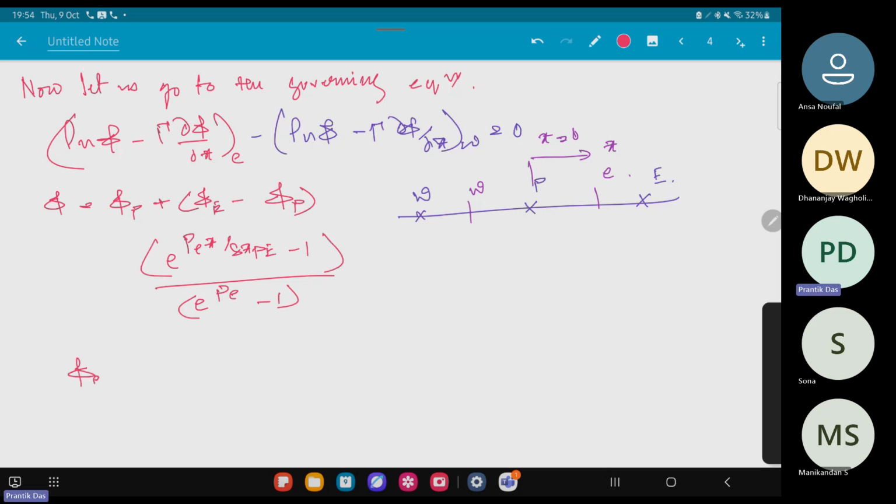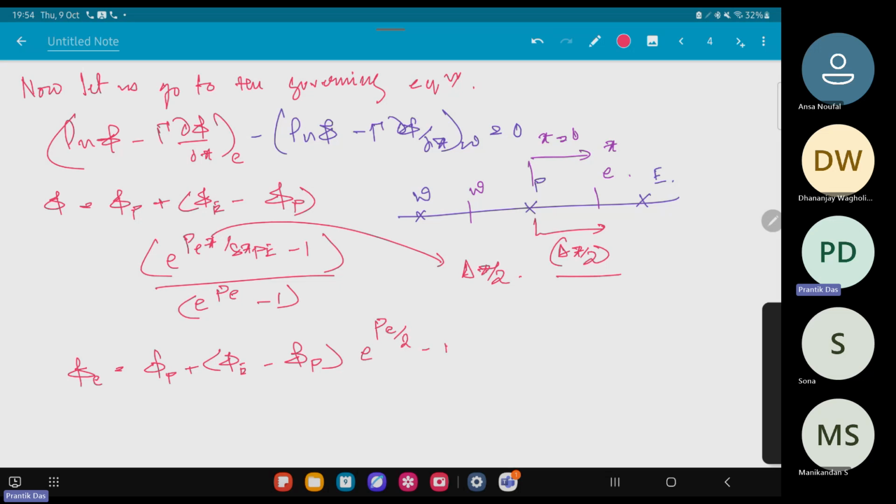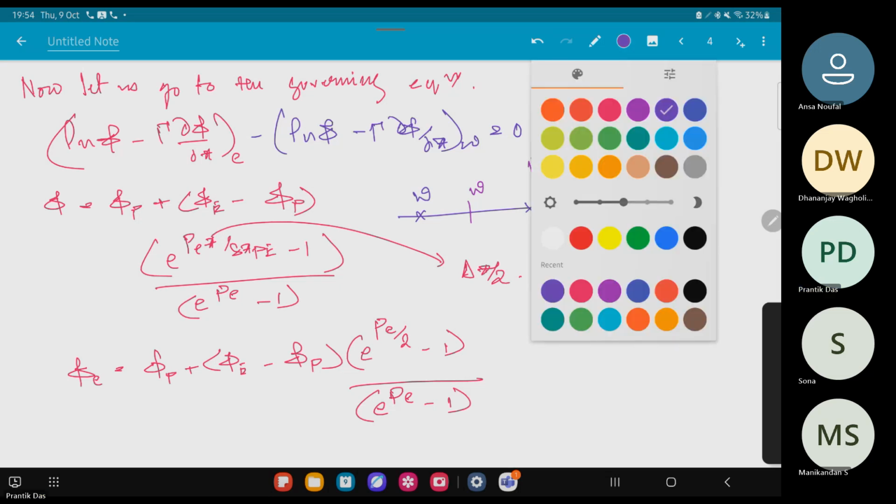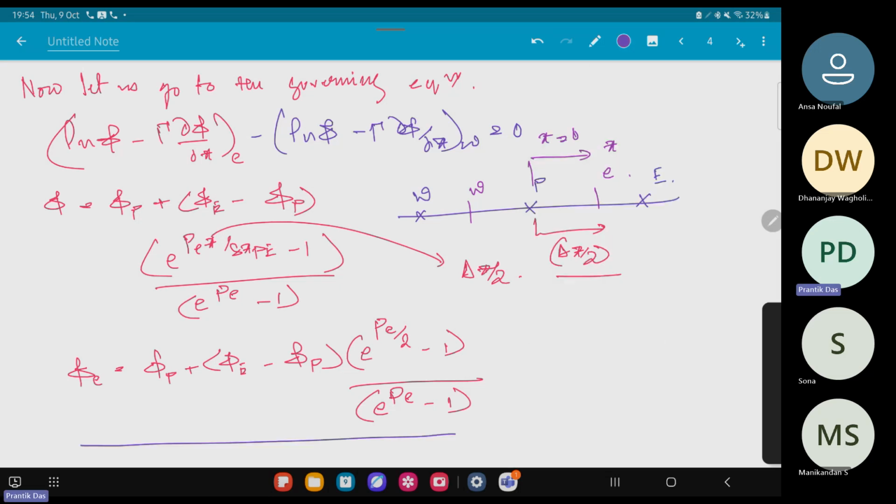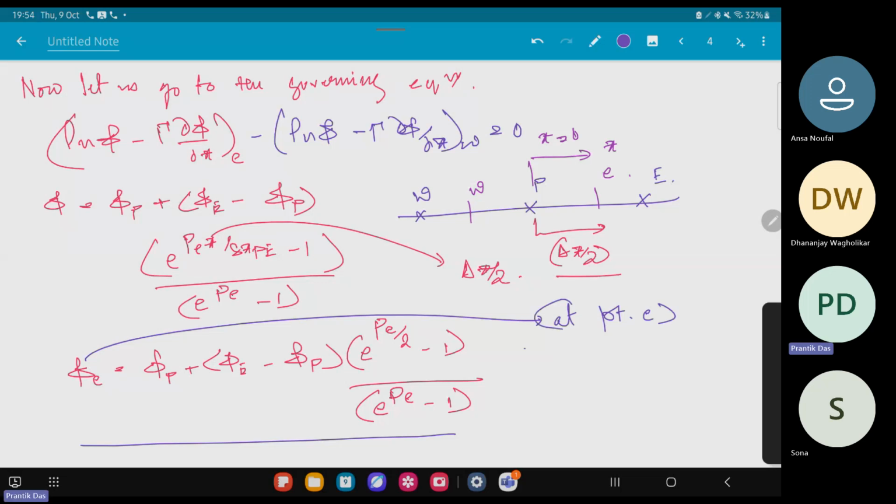And then phi small e is what? Phi p plus phi e minus phi p, exponential of Peclet number divided by 2, since my x becomes delta x divided by 2. Since I'm going delta x by 2 distance to the right hand side from point P itself, it becomes Peclet number divided by 2, minus 1, over exponential of Peclet number minus 1. Is it clear to all of you? This is at point E. Is it clear to all of you?